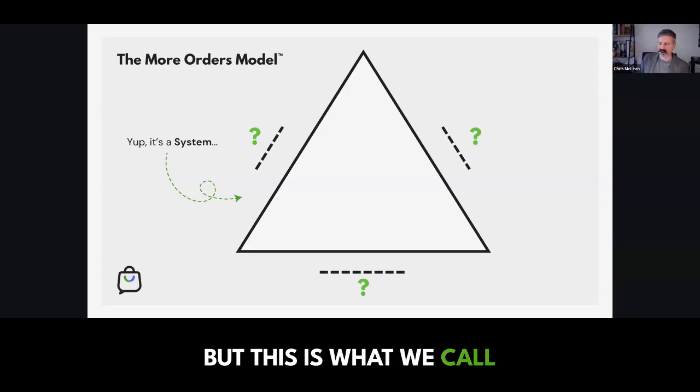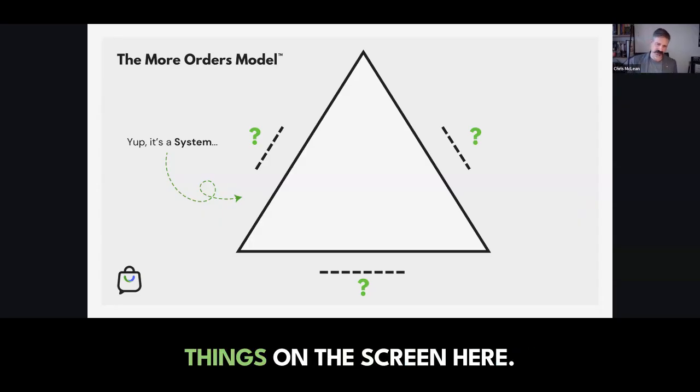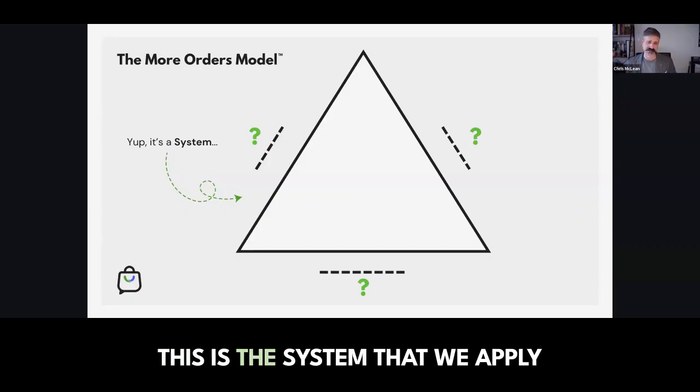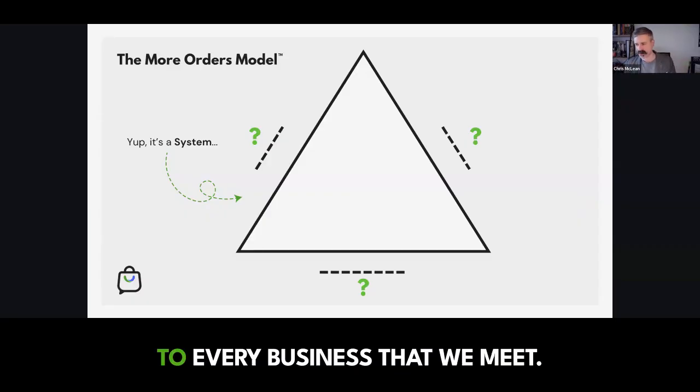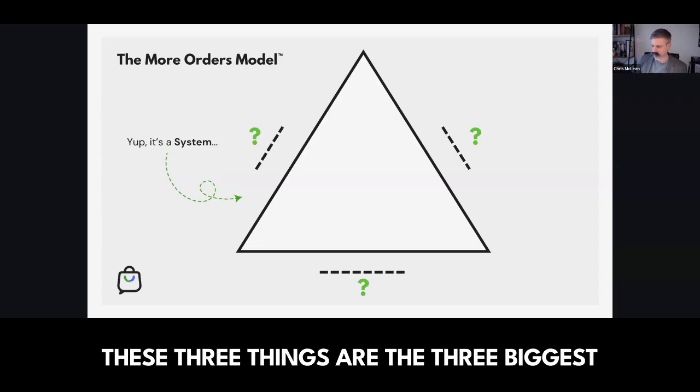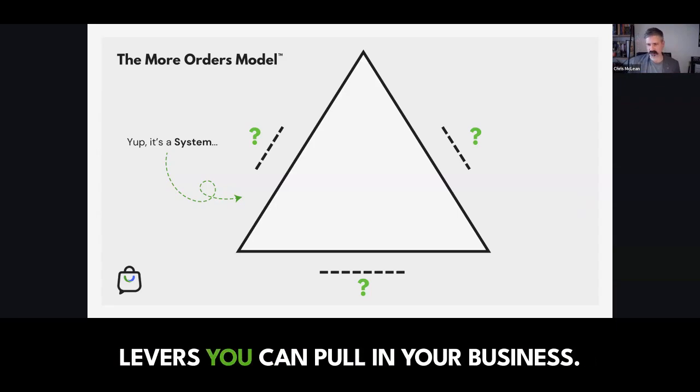There's a whole backstory to that for everyone that hasn't been on these calls before. But this is what we call our more orders model. As you can see, there are 3 things on the screen here. This is the system that we teach everybody, the system that we apply to every business that we meet. These 3 things are the 3 biggest levers you can pull in your business.